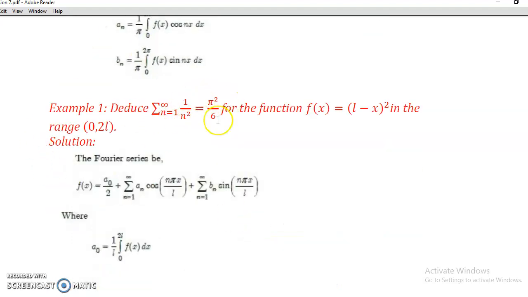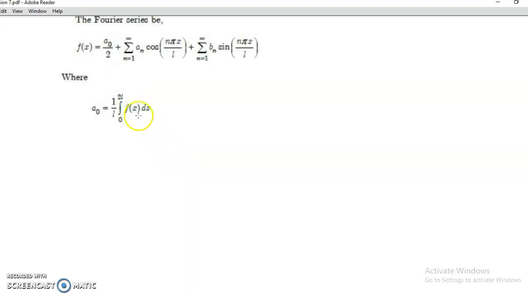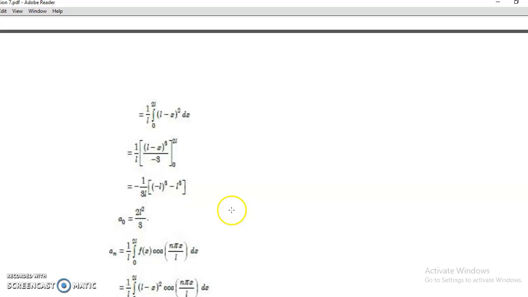You have to deduce the series for the function l minus x the whole square, interval 0 to 2l. So just write down all these three formulas, followed by that. Start from a0. Here f of x is l minus x the whole square, then integrate with respect to x. l minus x the whole square is of the form x power n. After integrating this, you will get l minus x power 3 by negative 3. This negative sign came from the coefficient of x, which is minus, and the interval is 0 to 2l. After applying the limit, you will get 2l square by 3.